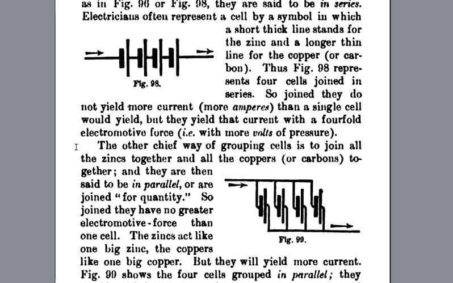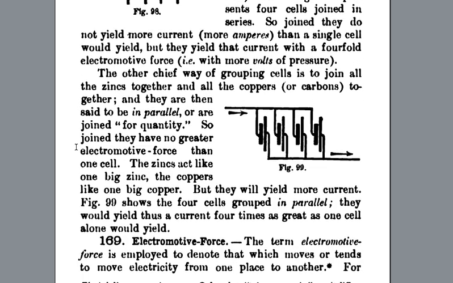The other chief way of grouping cells is to join all the zincs together and all the coppers or carbons together. They are then said to be in parallel or joined for quantity. So joined, they have no greater electromotive force than one cell. The zincs act like one big zinc and the coppers act like one big copper, but they will yield more current. Figure 99 shows the 4 cells grouped in parallel. Thus grouped, they would yield a current 4 times as great as one cell alone would yield.